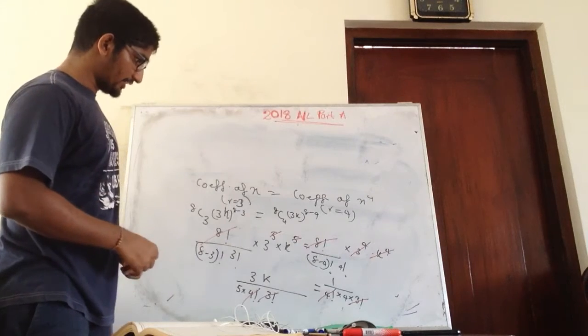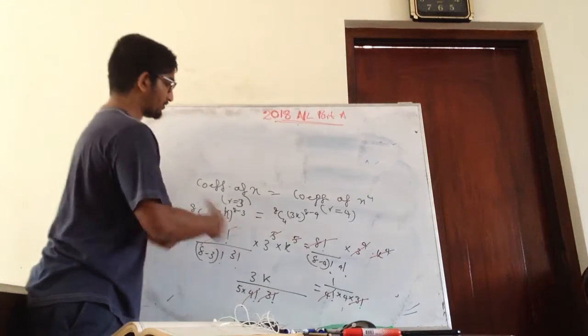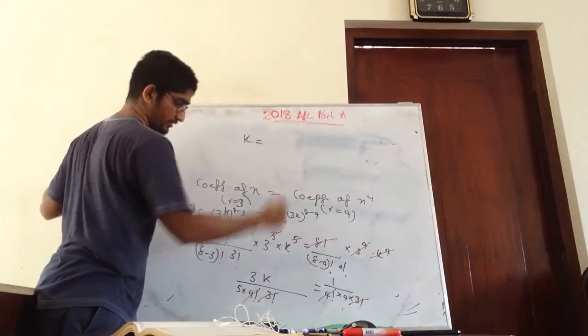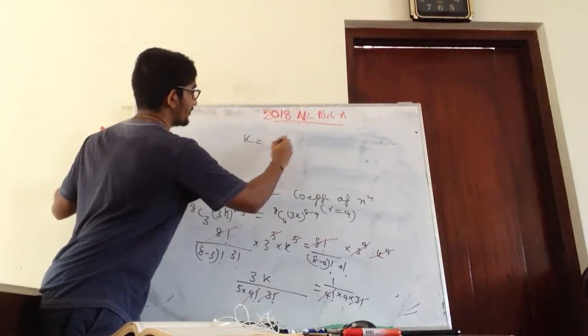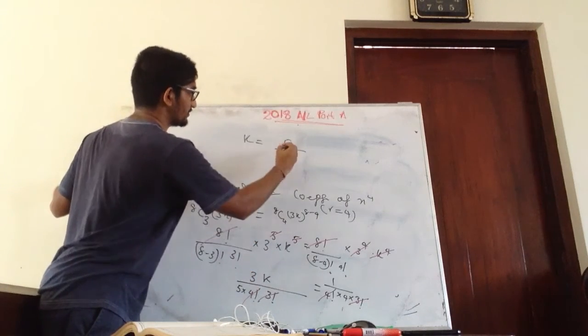So then I will get the answer as what? I can get the answer k by cross multiplying. This is going to be 5, and this is going to be 4 into 3, that is 12.